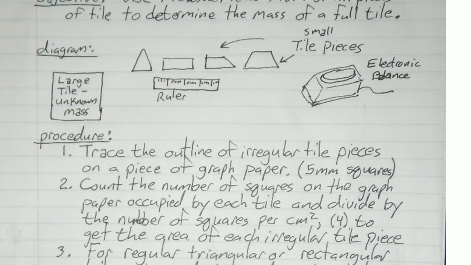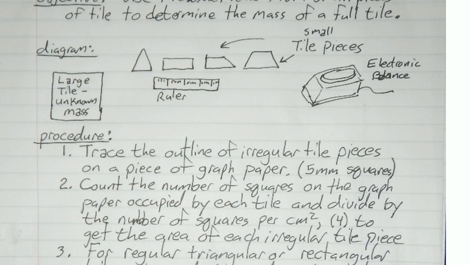You'll notice that I am fairly detailed in the procedure that I listed in my lab. I started by mentioning how I'm going to trace the outlines of the tile pieces on graph paper, the size of the graph paper, and how I'm going to count those squares and use them to determine the area of the tile in centimeters squared. For the regular rectangular or triangular pieces, I'm going to just use the area formula, like 1/2 base times height for triangles and length times width for rectangular pieces.